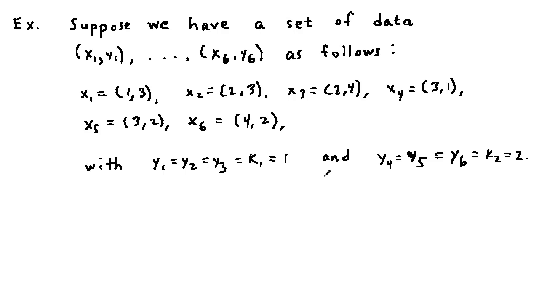Let's do an example. Suppose we have a set of data x1, y1 through x6, y6 as follows. x1 is (1, 3), x2 is (2, 3), x3 is (2, 4), x4 is (3, 1), x5 is (3, 2), and x6 is (4, 2), with y1 = y2 = y3 = k1, which is 1, and y4, 5, and 6 are k2, which is 2.